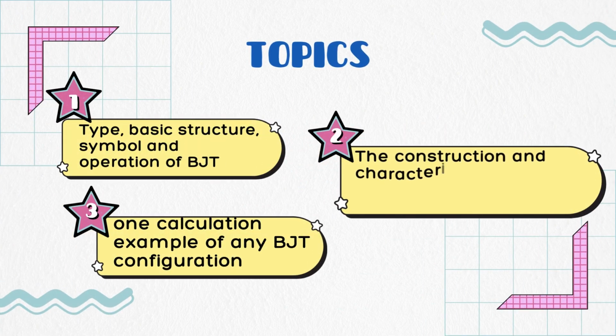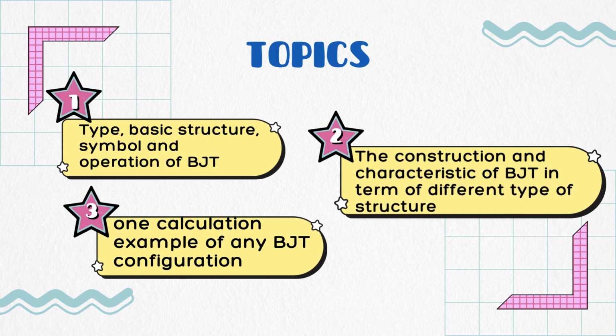First, we will explain about type, basic instruction, symbol and operation of BJT. Second, we will explain about the construction and characteristic of BJT in terms of different type of instruction. And lastly, we will explain about one calculation example of any BJT configuration.